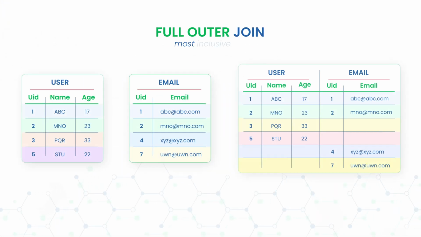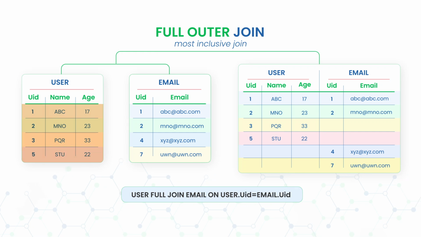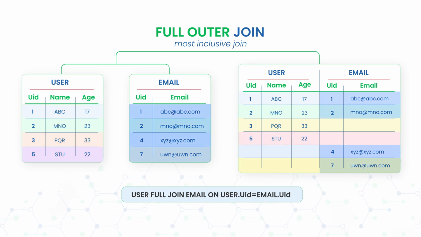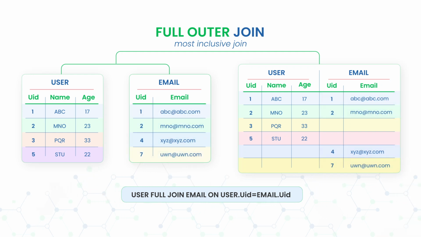This is the most inclusive join. It returns all rows from both tables, whether or not there's a matching UID. Where a match exists, the data is combined. Where there's no match, the missing side shows null. Nothing gets dropped, you get everything.